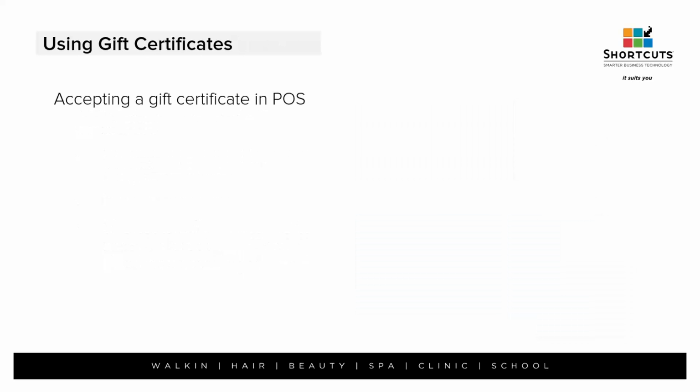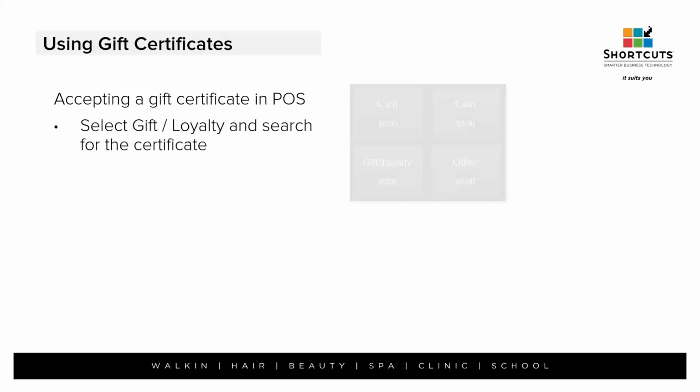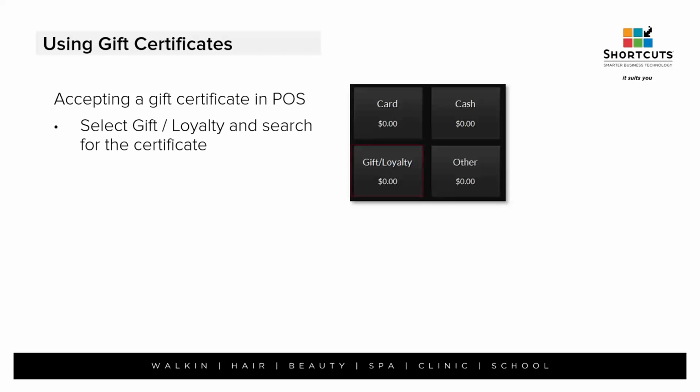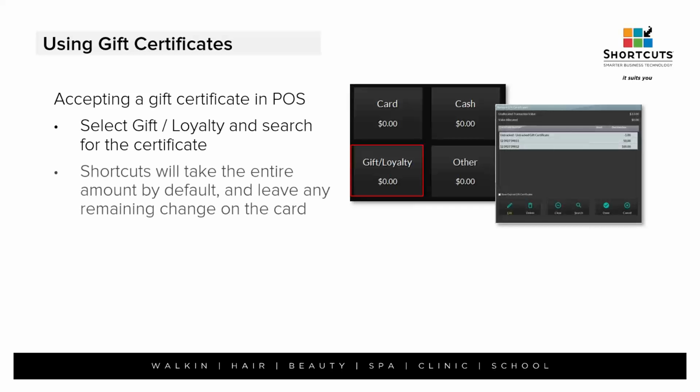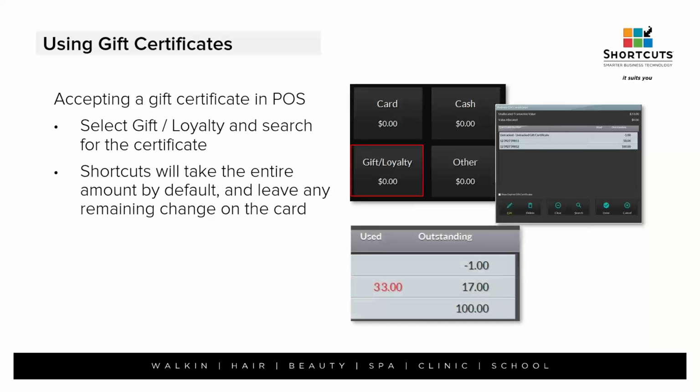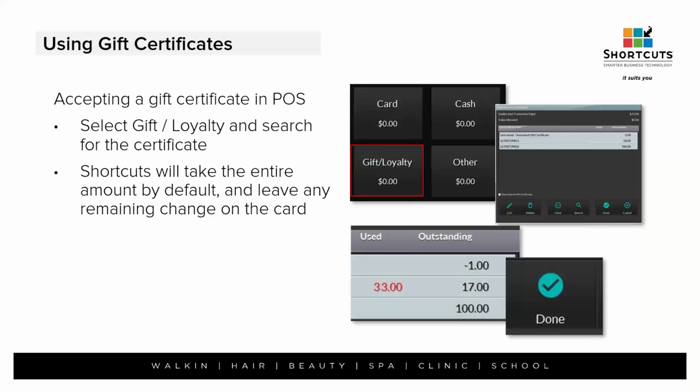Now, when the customer comes back to use their gift card, or their gift certificate in this case, when they're paying for a service or a product, you would actually choose gift/loyalty. And then Shortcuts is going to say, these are your options, and one of the options is gift certificate.